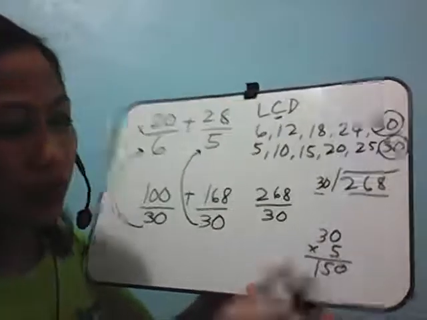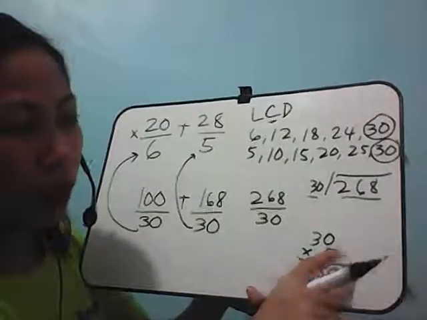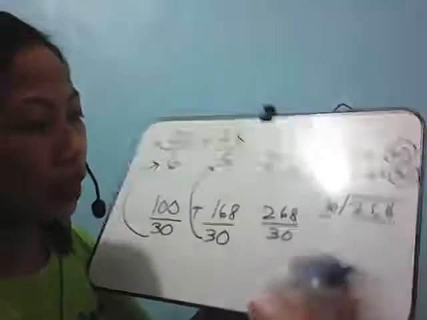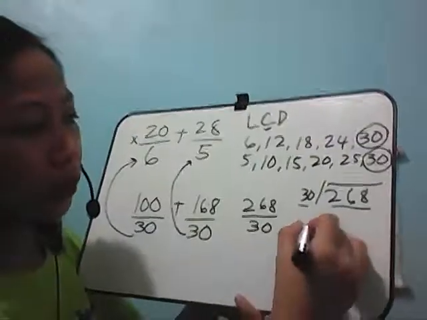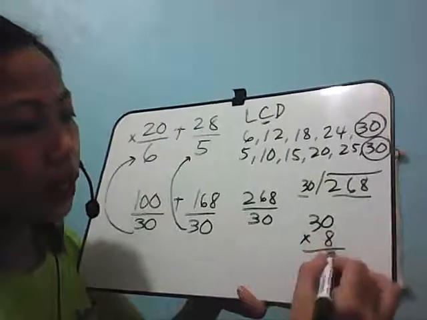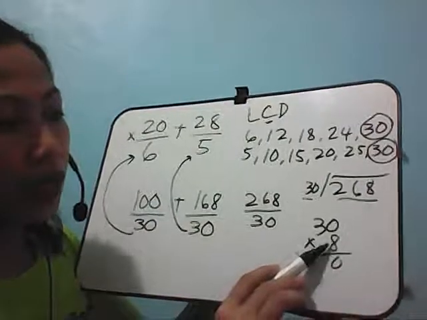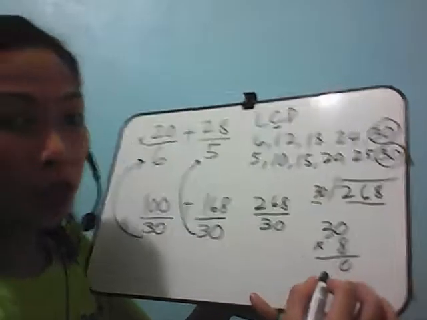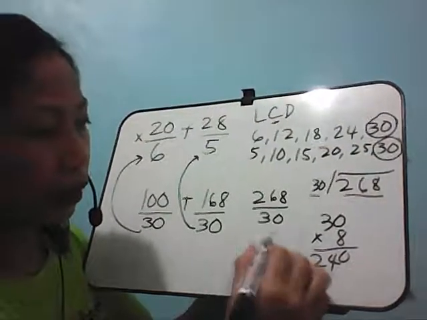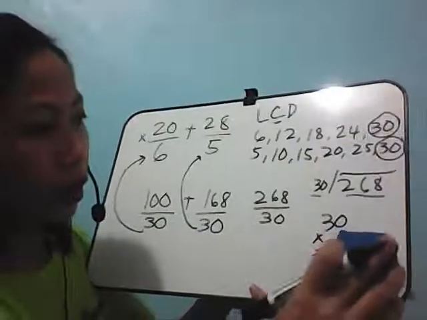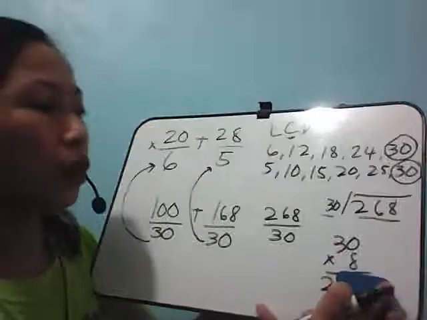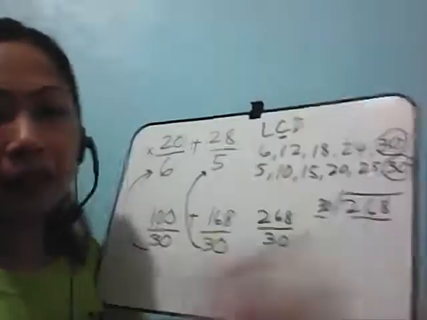Okay, again. Tinry lang natin kung anong number na pwede ang sagot ay malapit dito. So, 150 lang. So, let us try 30 with 8. What will be the answer? 0 times 8 is 0. 8 times 3 is 24. So, what about if it's 9? Let us try. Kasi 240 lang. 240. Oh, yeah, tama. 240.